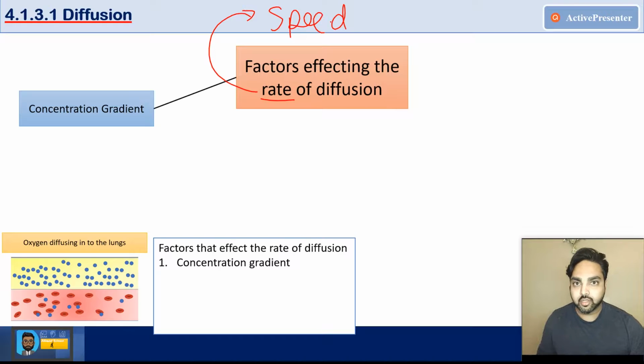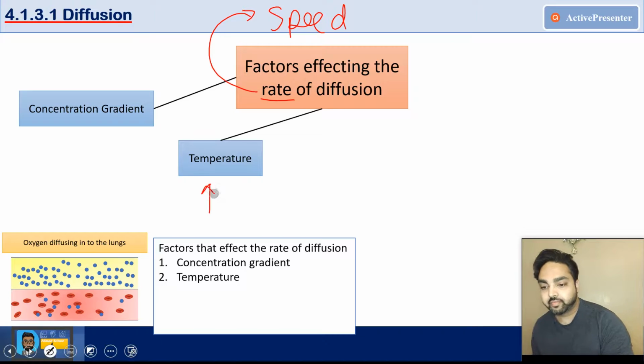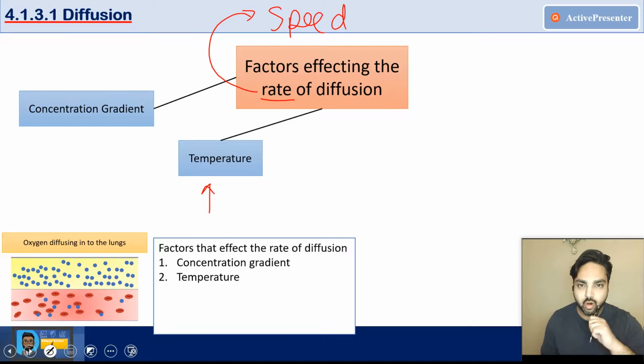You need to maintain a concentration gradient. I've talked about that already in the previous two examples, but ultimately the bigger the difference in concentration between two areas, the faster diffusion is going to happen. Next, temperature. The higher the temperature, the faster the rate of diffusion. Why? Well, think about it. If you've got a high temperature, particles will have a larger amount of kinetic energy, they have more energy to move around, and therefore they're going to move from a region of high concentration to low concentration faster.